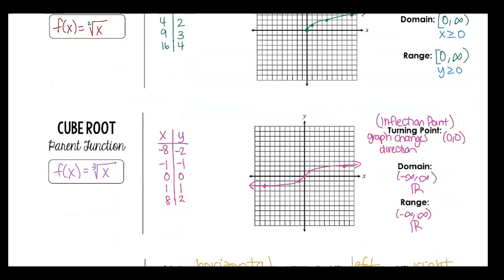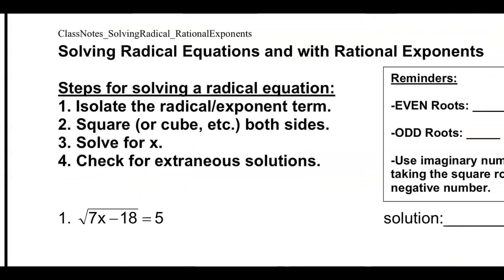Cube root functions don't really have that issue because their domain goes from negative infinity to positive infinity, so there are no restrictions. What we're doing with solving is trying to see if any of the restrictions from your graph come up. So let's go ahead and look at the steps, like I said.